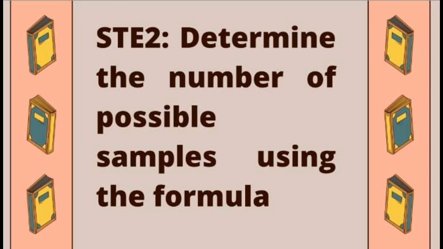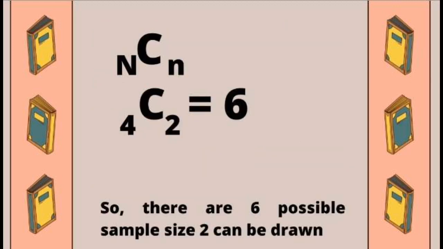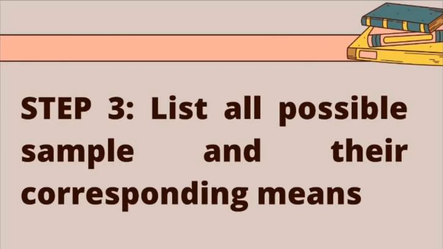Step 2. Determine the number of possible samples using the formula nCr, 4C2 equals 6. So, there are 6 possible samples of size 2 that can be drawn. Step 3. List all possible samples and their corresponding means.